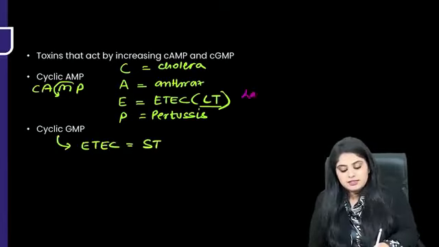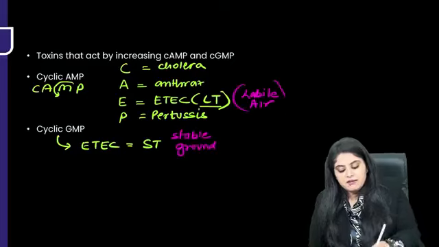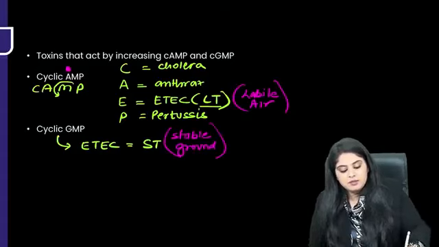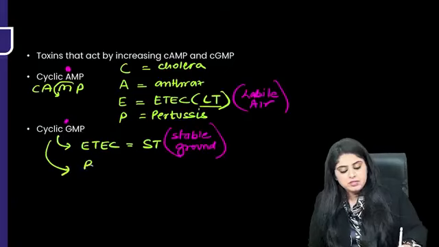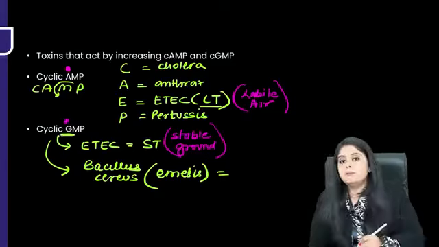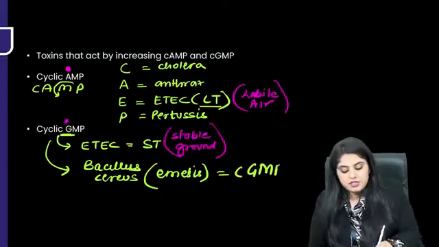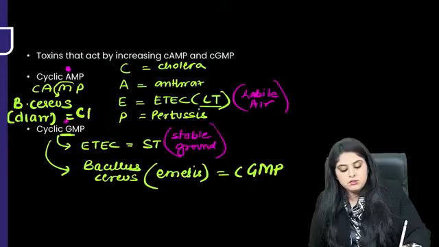How do I learn it? There's a very famous mnemonic that labile in the air and stable on the ground. So labile wala was cyclic AMP and stable wala is going to be cyclic GMP. Further, we also have two things which I'm going to add. There is something called Bacillus cereus. Bacillus cereus causes ek to vomiting wala food poisoning. That is going to be by cyclic GMP, versus Bacillus cereus also causes a diarrhea wala food poisoning. दो type का food poisoning, and diarrhea wala is going to be by cyclic AMP.